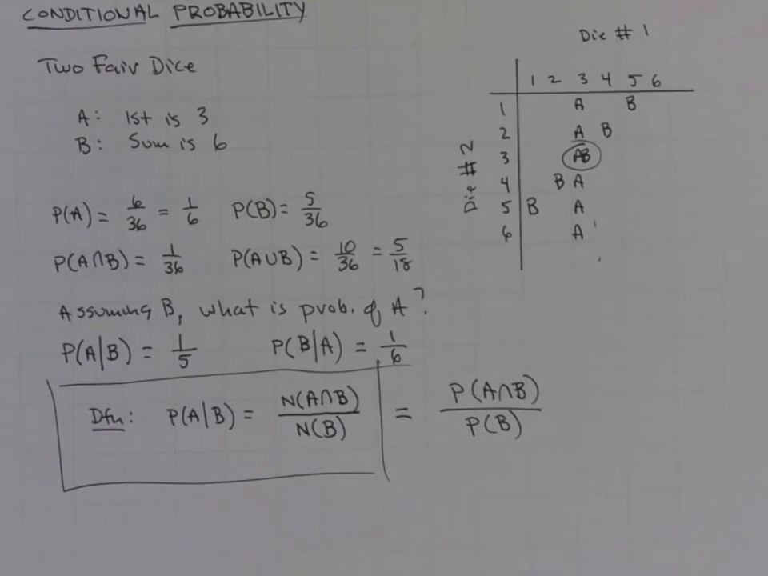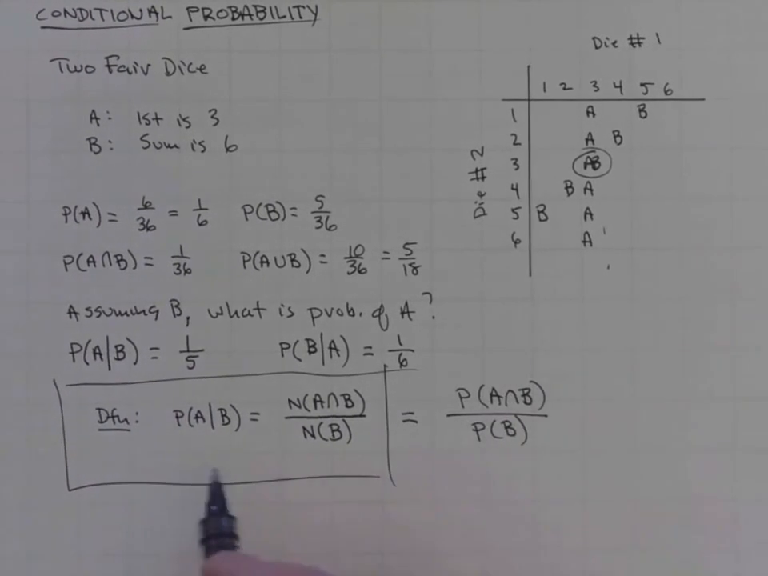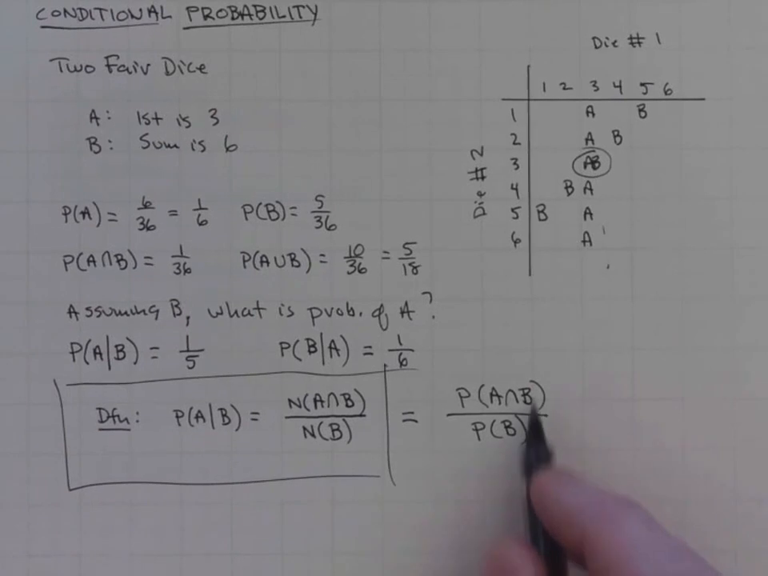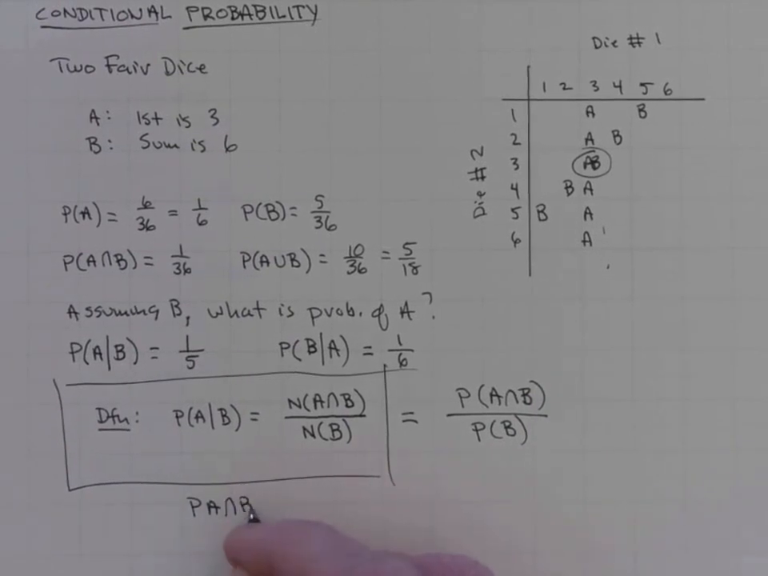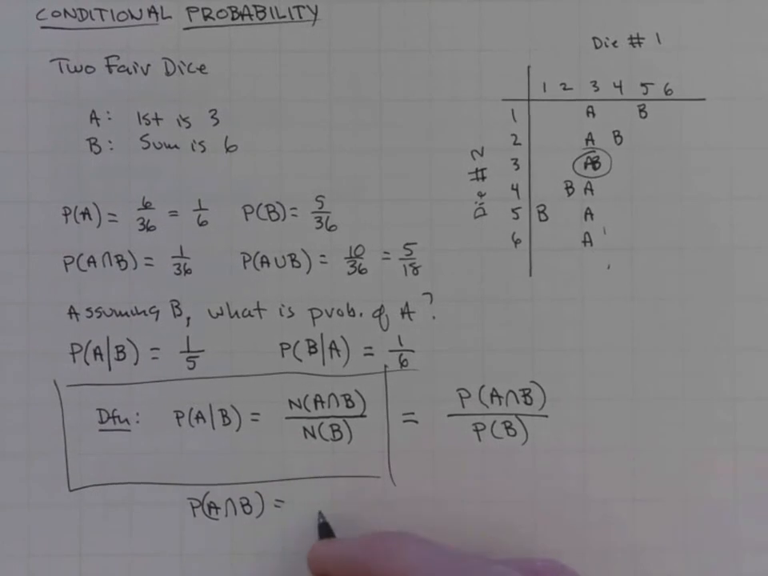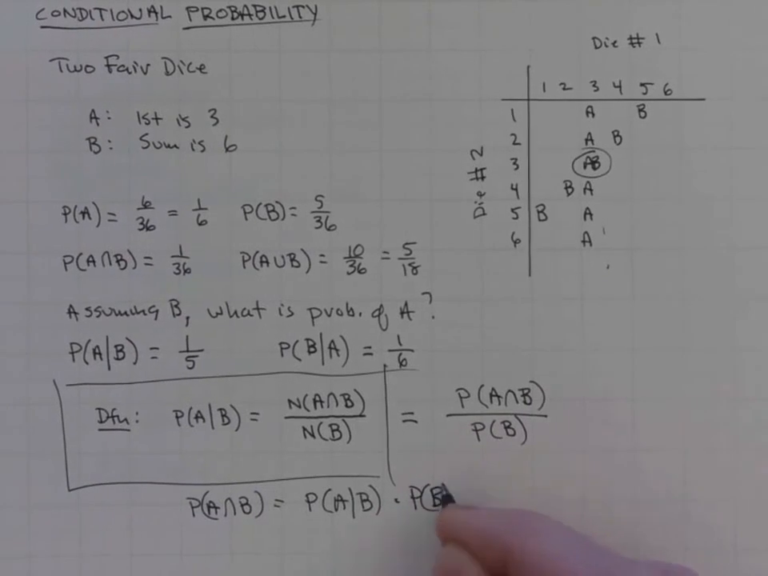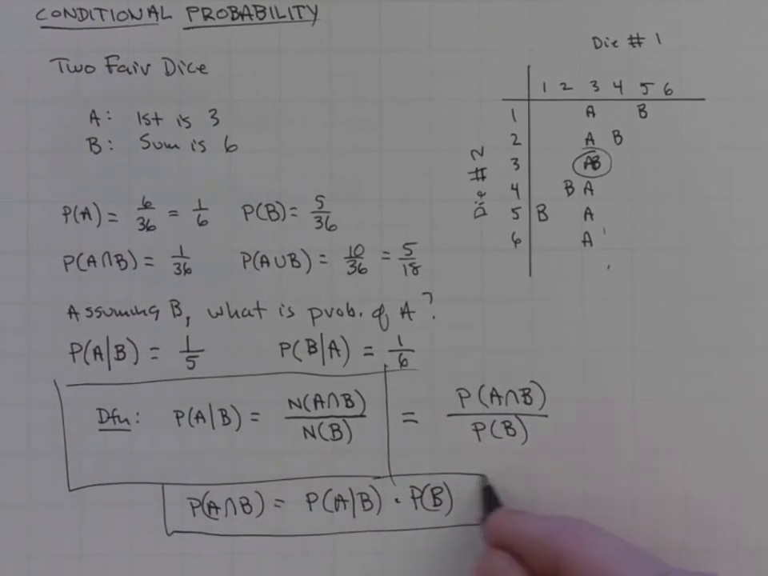You can then rewrite this a little bit. If we take the probability of A given B being equal to this fraction over on the far right, we can multiply through by the probability of B, and we can say that the probability of A intersect B is the probability of A given B times the probability of B. And this is a little formula that one sometimes sees that relates these three concepts.